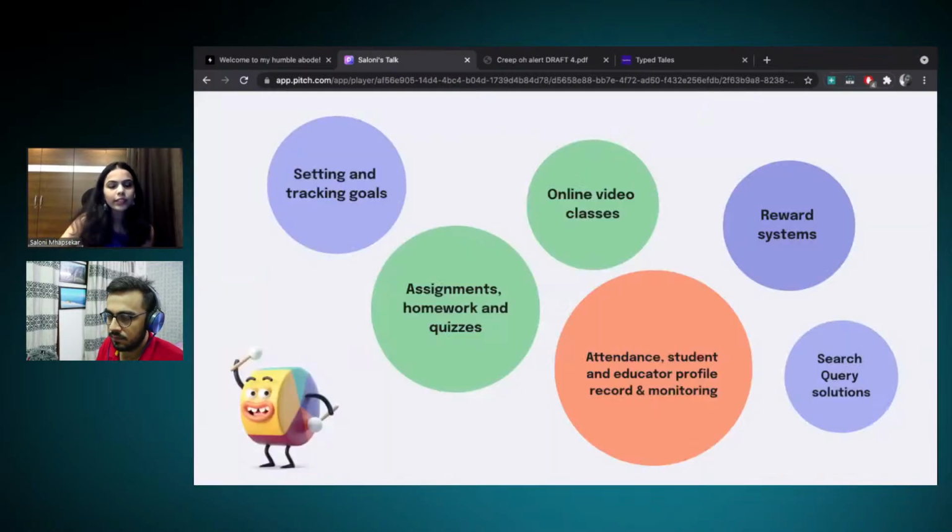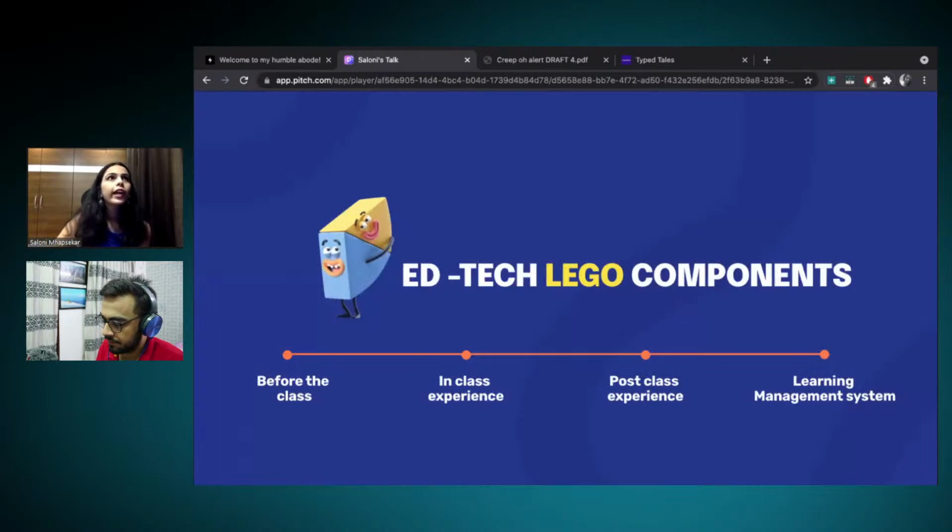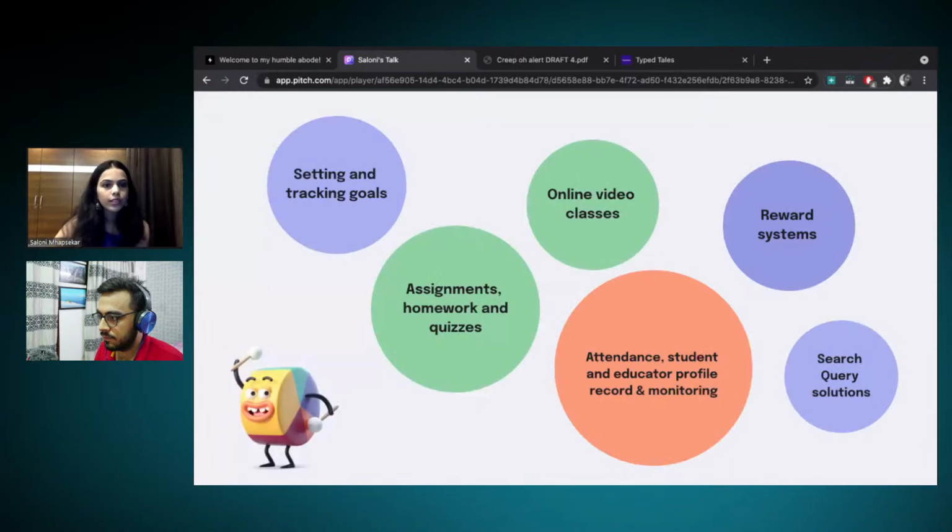So, before a class is basically when you join the class, you would like to show the child the details about the class, any information you need them to be prepared about. In class is the video experience when you join the class on Zoom. So, they might have their own video software, right? So how can you simplify it for them and make it easier for them to use? Post class would involve quizzes, homeworks, assignments. So setting and tracking goals, assignments and homeworks, online video classes, attendance, student and educator profile is something the learning management system has introduced.